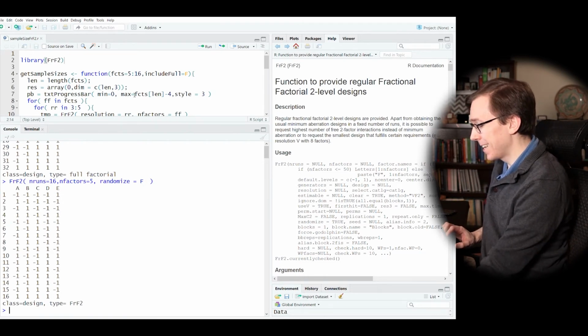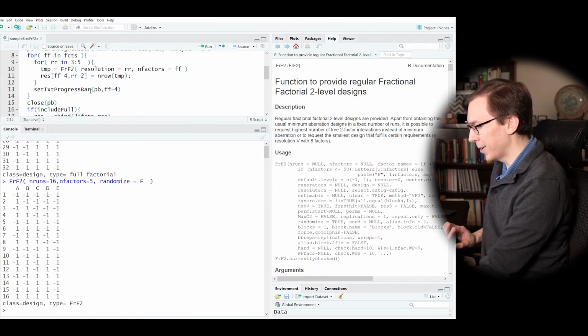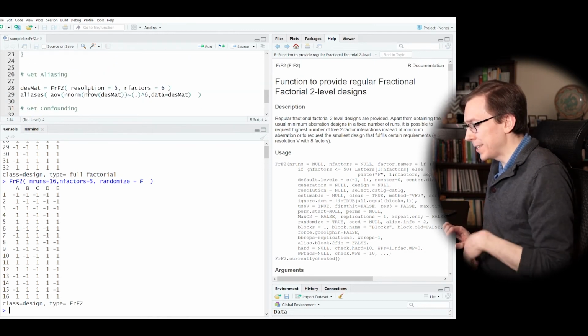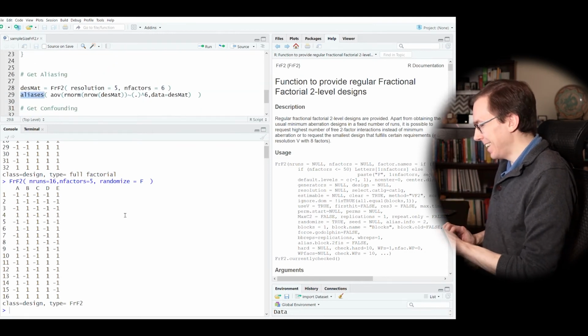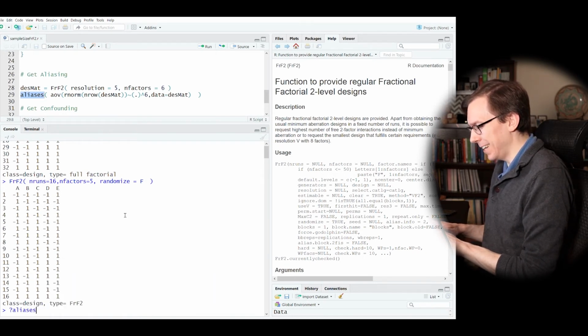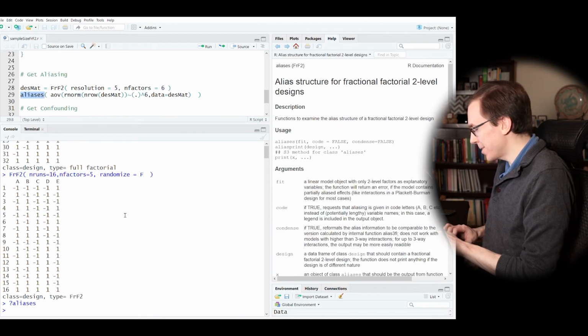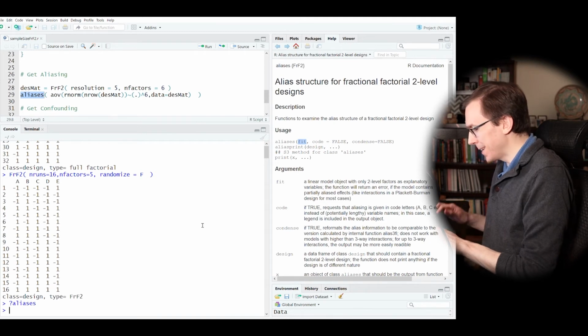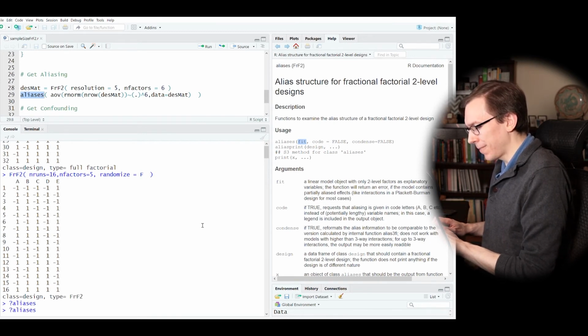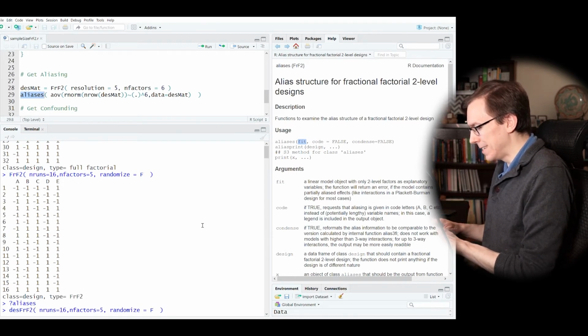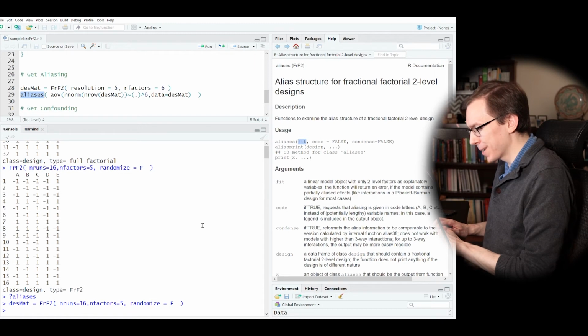Well, it turns out there's a nice function beyond this code that I wrote, which we'll look at in a second, which is called aliases. And aliases will tell us exactly what all the aliases are in our design. So what you do is you give it a linear model, and it will tell you what the aliasing is. And then there's a couple other arguments here that we don't really care about. But in this case, like I did up here, I'll just call this DesMat for design matrix short.